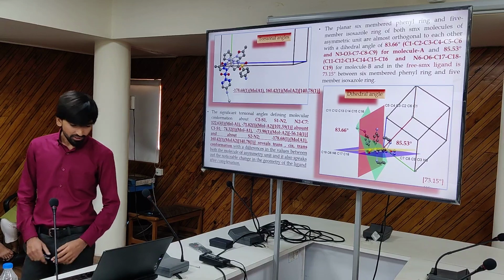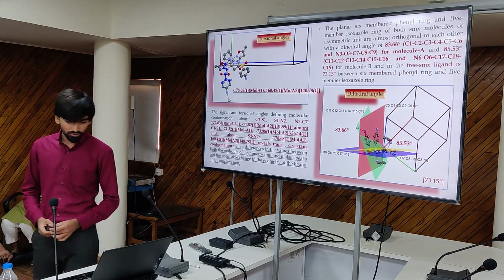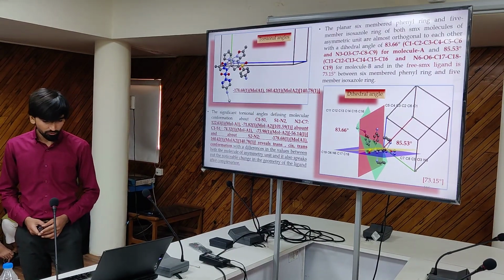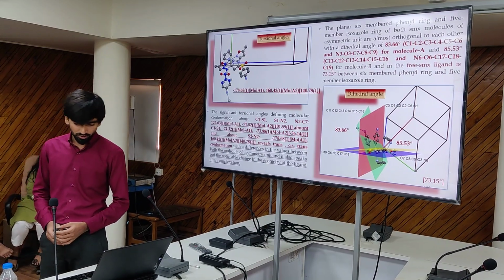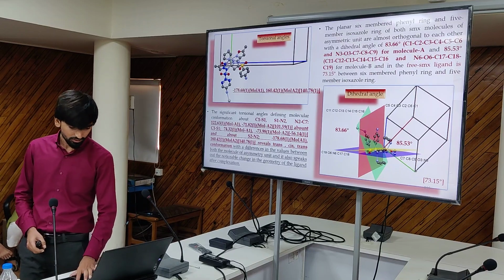So now it is a dihedral angle again. Here also there are two molecules, or symmetric molecules. So one molecule has the dihedral angle around 8.553, and in the case of molecule B it is around 8, sorry, not around but exactly 3.66.